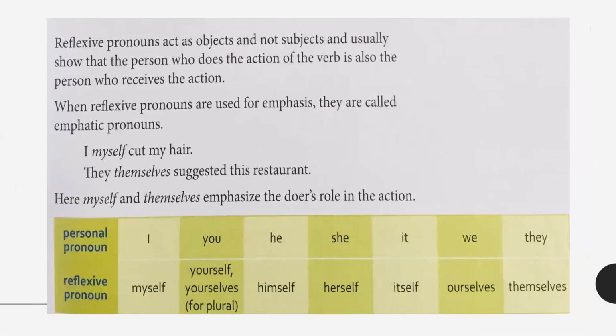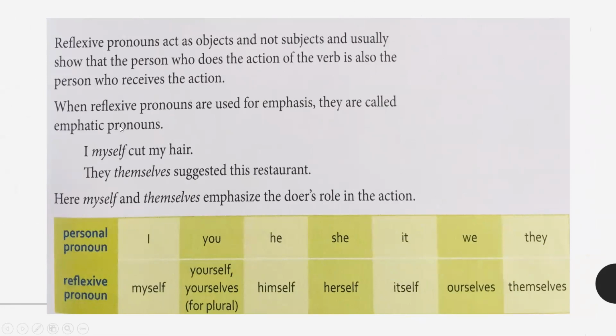Reflexive pronouns act as objects and not subjects, and usually show that the person who does the action of the verb is also the person who receives the action. In the same way, the person who is doing the action will receive back the same action on himself, and that's why we are using the word self. Remember, in all types of reflexive pronouns, you have to use either self, S-E-L-F, in case of singular pronoun, and selves in case of plural.